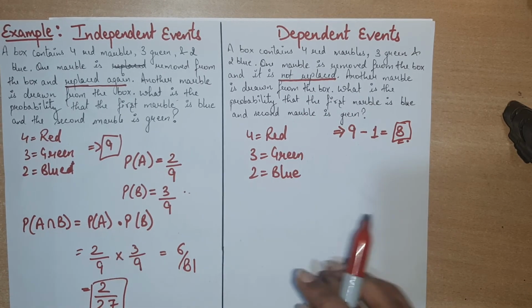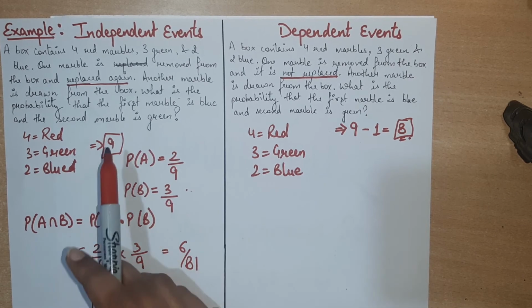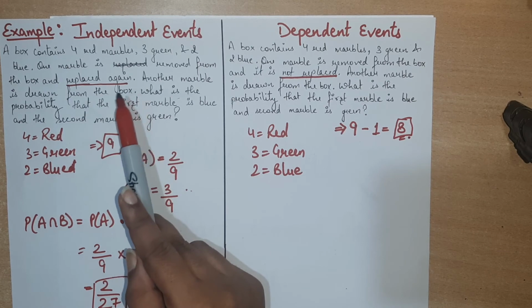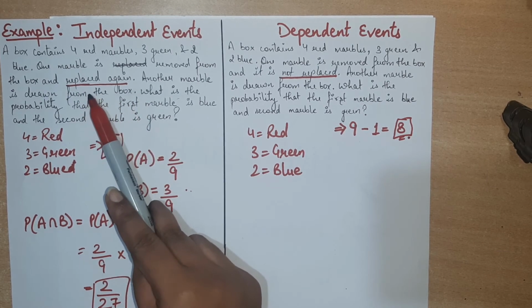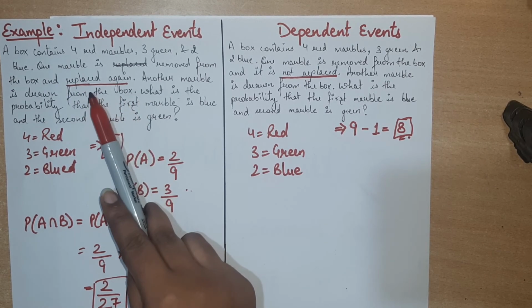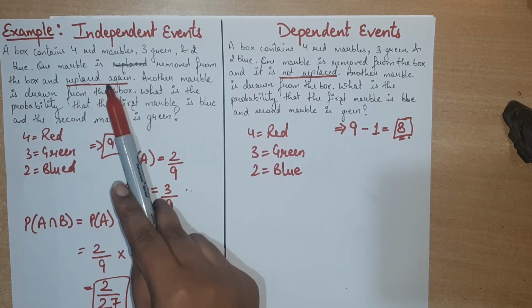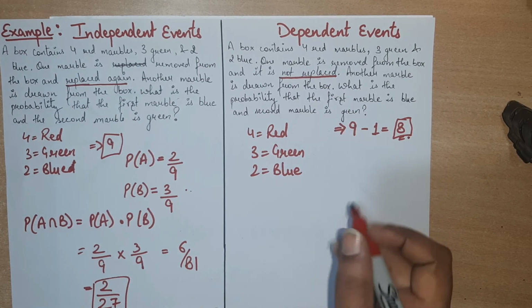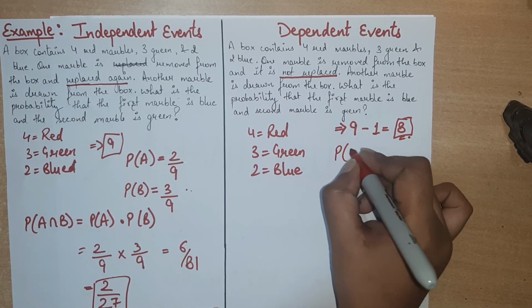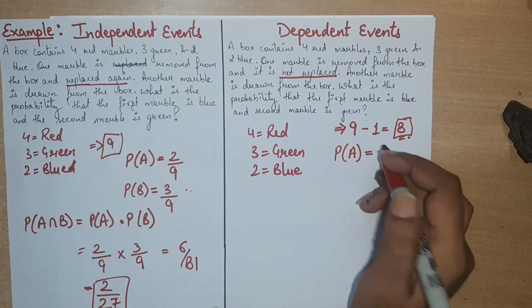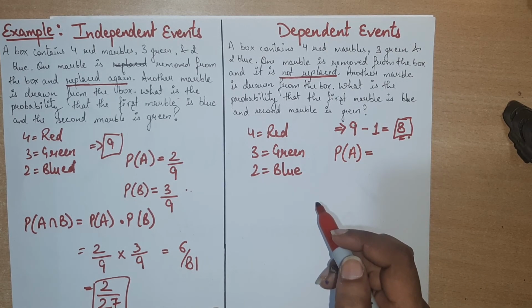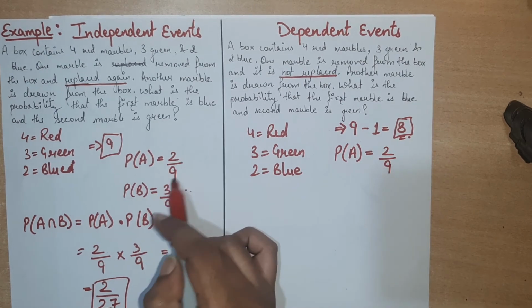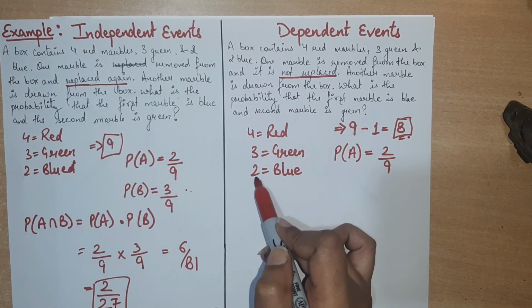They are asking for the same thing as they were asking in the independent events. The only difference here is that in the independent events, the marble removed the first time was replaced again, but here it is written that it is not replaced. So let's see what the probability will be. The probability of event A, that the first marble is blue, is 2 by 9, similar to this. So 2 by 9.